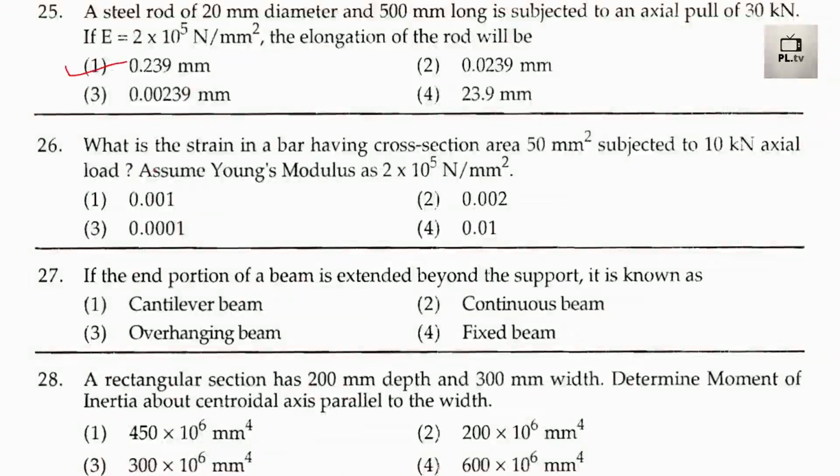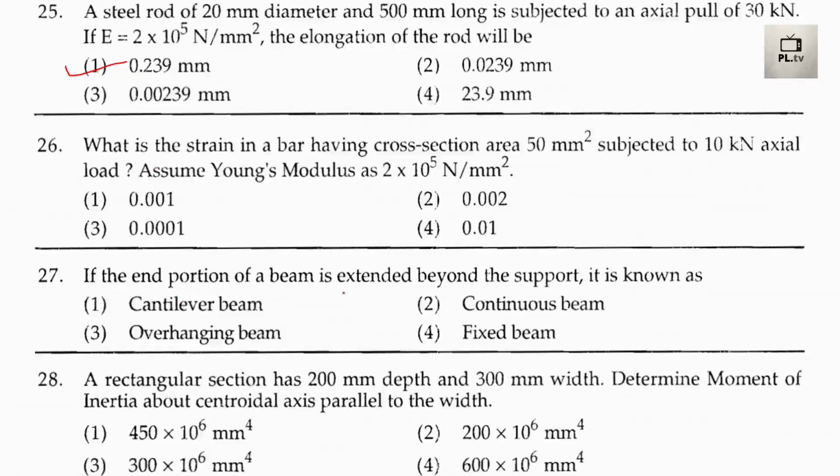What is the strain in the bar having cross section area 50 mm square, subject to an axial 10 kN action load? Assume Young's modulus is 2 into 10 raised to 5 Newton per mm square. So this is also the same question as previous.